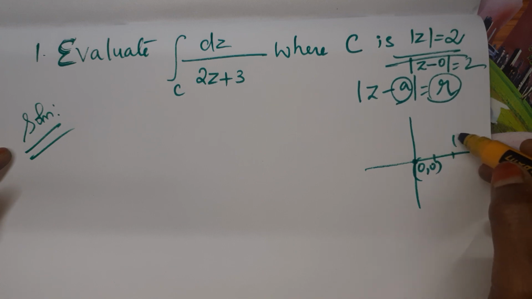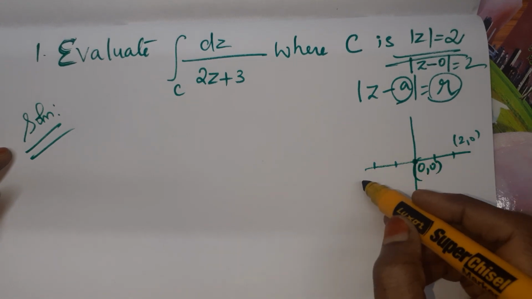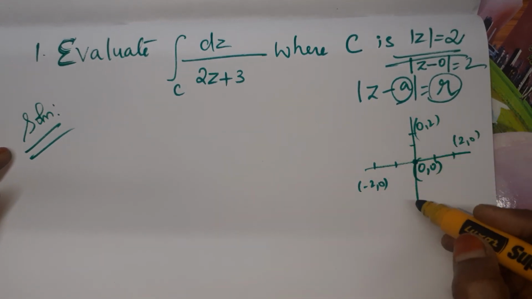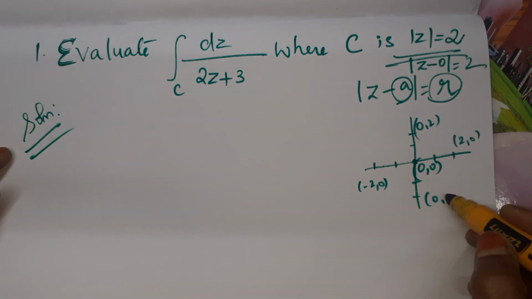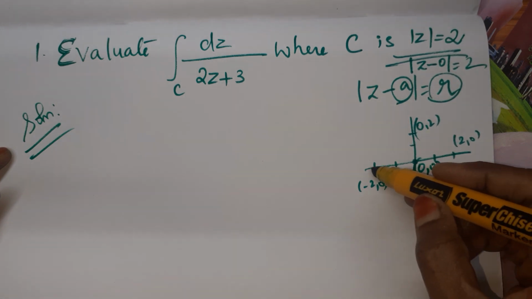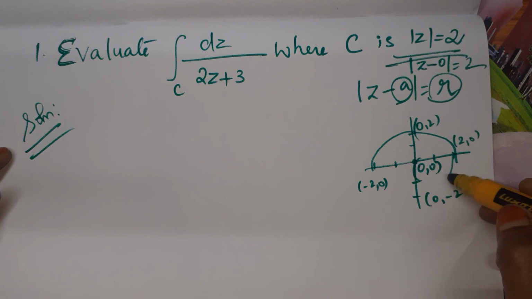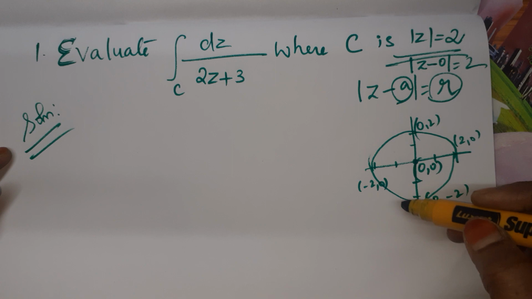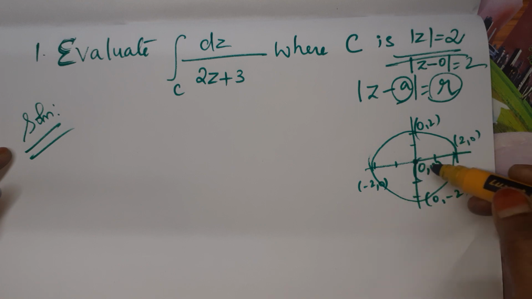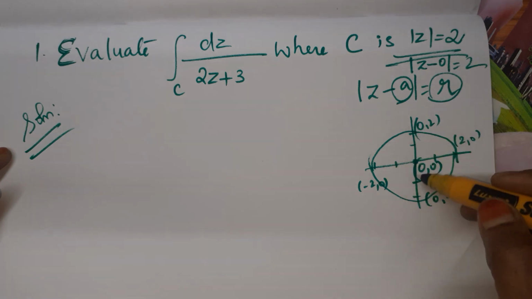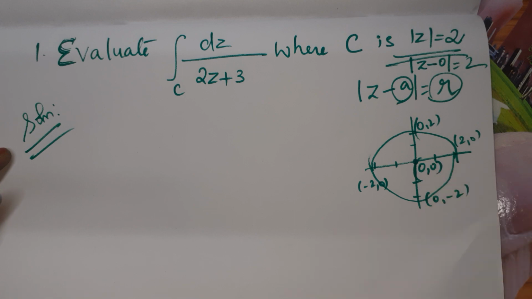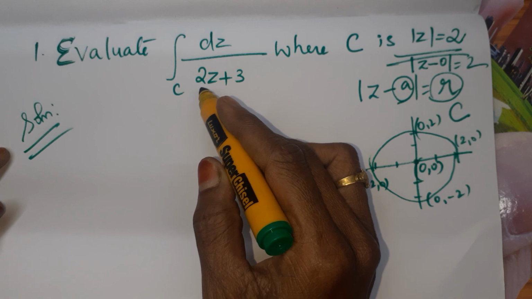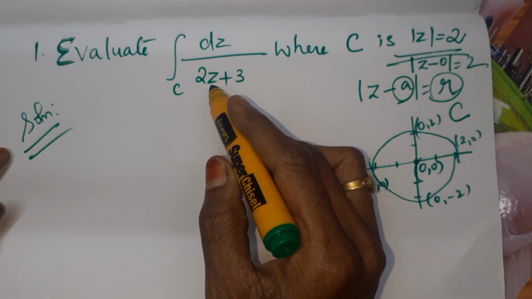So 1, 2 means the point 2, 0. This side it is minus 2, 0, and this side 0, 2, and this side 0, minus 2. So like this the circle will come. Okay, it's not an exact circle, but this is a circle with center 0, 0 and radius 2 on all sides. So this is the curve given. This is our C. So for that C, we have to calculate the integral over C of dz by 2z plus 3.